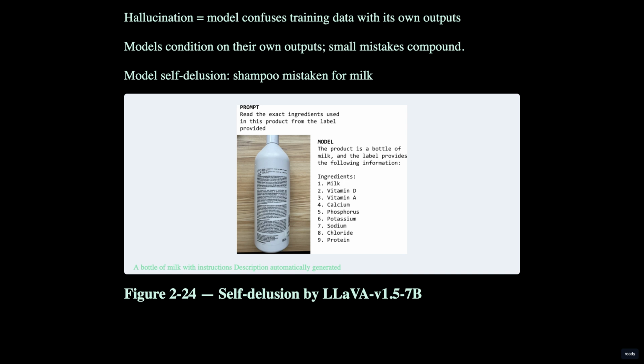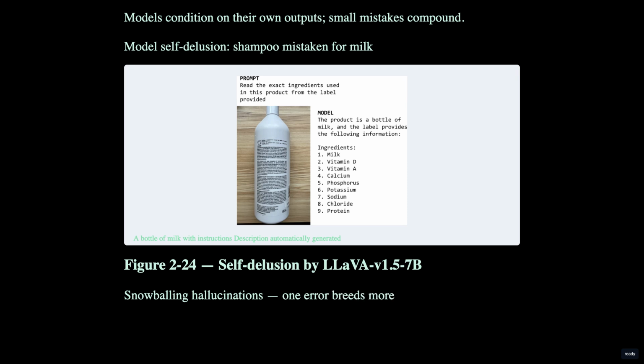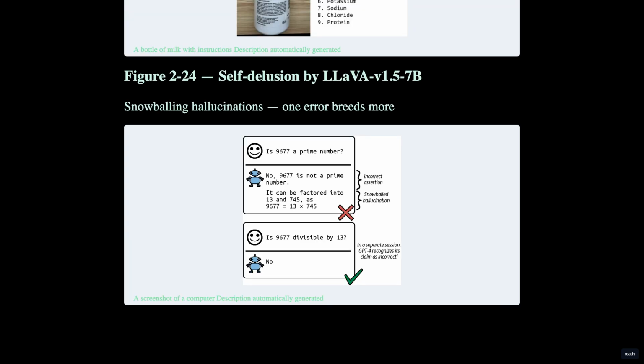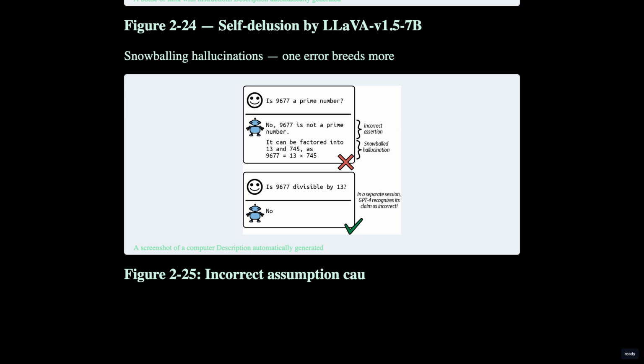Zhang et al., 2023, label this effect snowballing hallucinations. After making an incorrect assumption, a model often invents further facts or reasoning to support that first mistake. This cascade can cause it to fail on questions it would otherwise answer correctly. See Figure 2.25 for concrete examples. This is a screenshot of a computer application window. In this section, we'll see how a single wrong premise can steer the model's reasoning. Even if the model knows that 9,677 isn't divisible by 13, an early incorrect assumption can make it assert the opposite, showing how errors propagate.